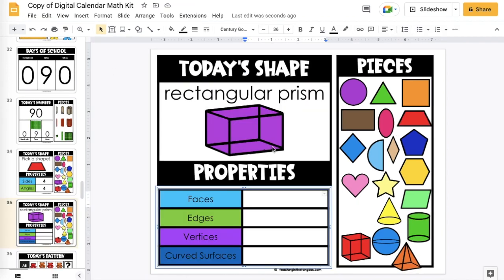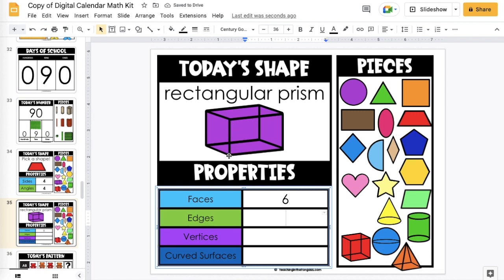Moving on to our 3D shape, we have a rectangular prism with 1, 2, 3 in the back here, 4 on the side, 5 on the bottom, and 6 on the top. This has 6 faces. Now let's go ahead and count the edges and see how many edges.